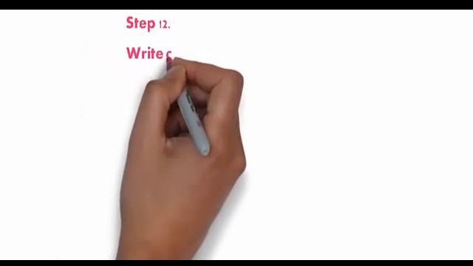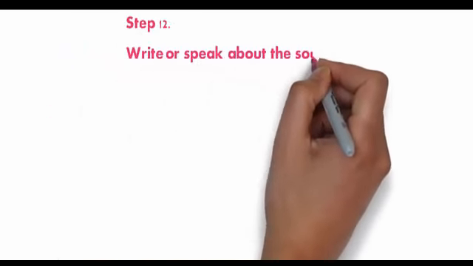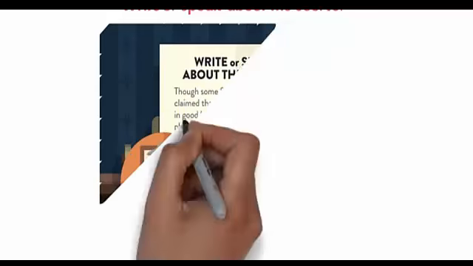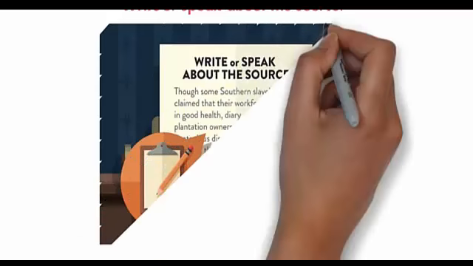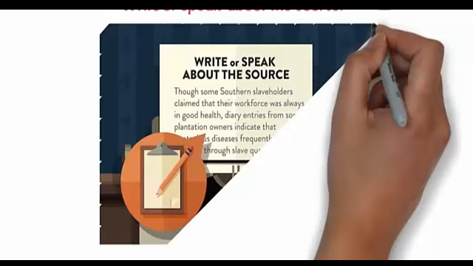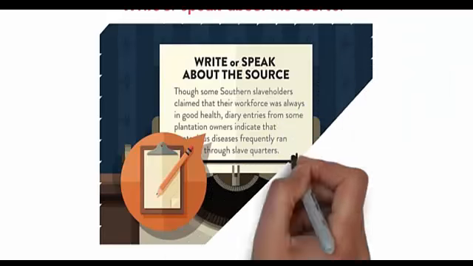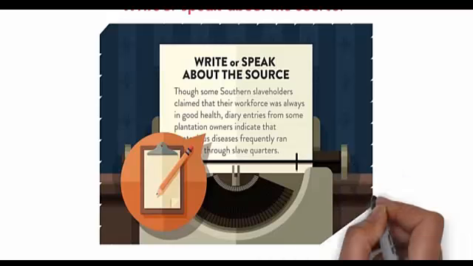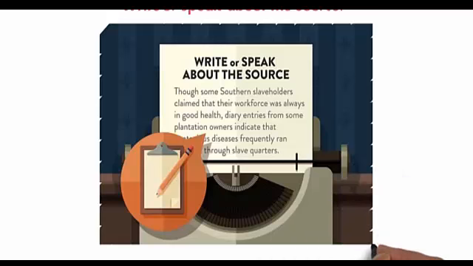Step 12. Write or speak about the source. Whether you were analyzing a primary source for a class discussion, an essay, or for your own personal use, you can use what you learned about the reliability of the source to write or speak about it in a more informed way. As you write or speak, note the possible bias.